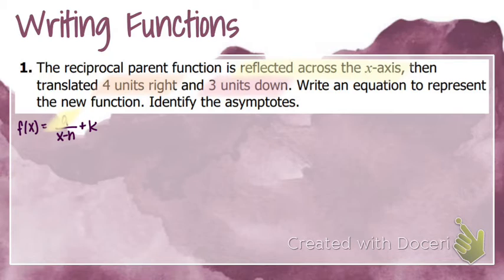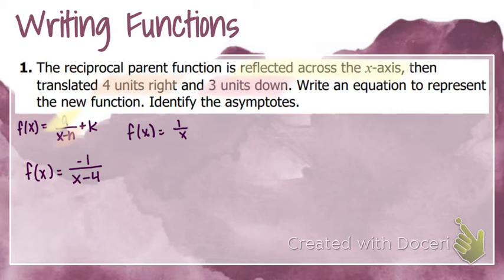All right, so the parent function is f of x equals 1 over x. So we're going to change the sign of a, so we know for sure we have f of x equals negative 1. Then we are going to shift it 4 units to the right. That is going to affect h. And if it goes to the right, then the sign in your function needs to be minus. So it's minus 4.